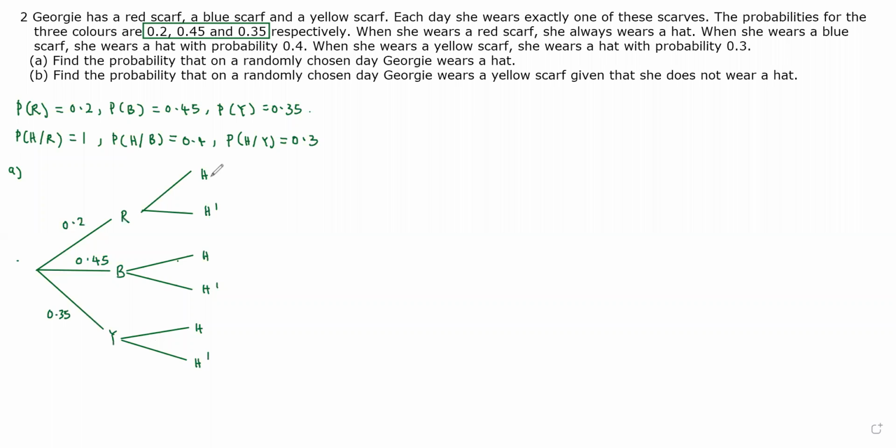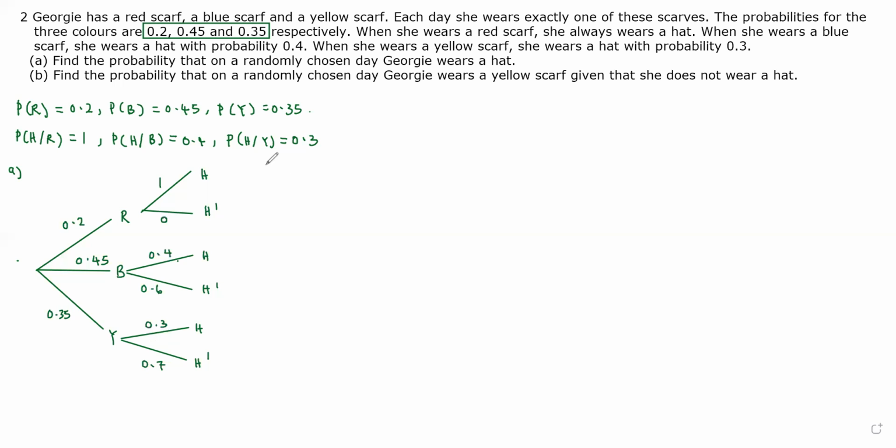So the probability of wearing a hat given a red scarf is 1. Then the probability of not wearing a hat when she wears a red scarf is 0. The probability of a hat when she's wearing a blue scarf is 0.4. These two add to 1, so the other must be 0.6. And we have 0.3 and 0.7.